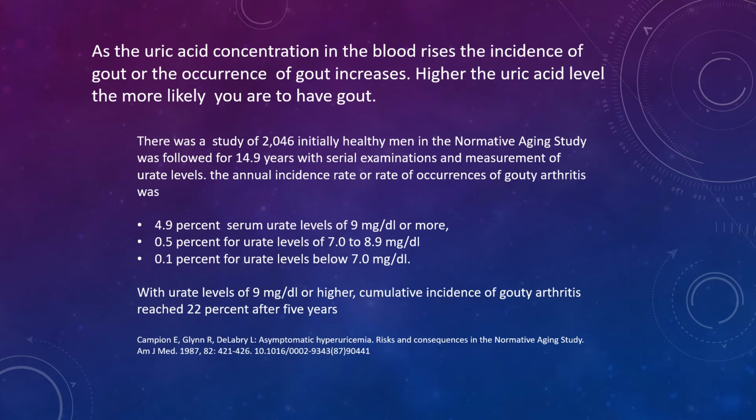Now, why is the uric acid level important? It's important because the higher levels you go beyond 7 milligrams per deciliter, the greater is your risk of an incidence of gout. Not prevalence, but incidence. That means newly occurring cases. With urate levels greater than 9 milligrams per deciliter, the cumulative incidence of gout may reach 22% after 5 years.